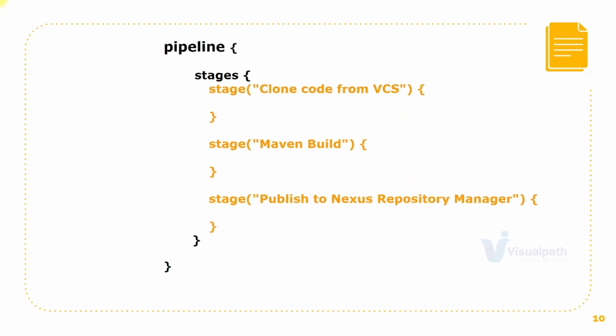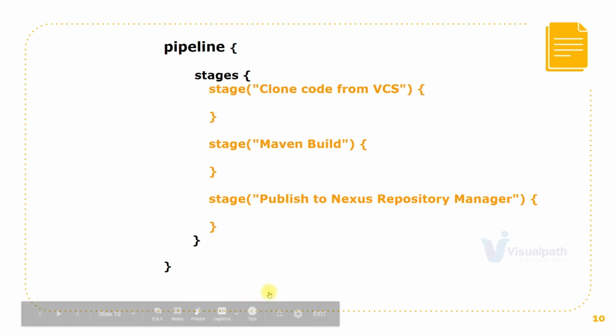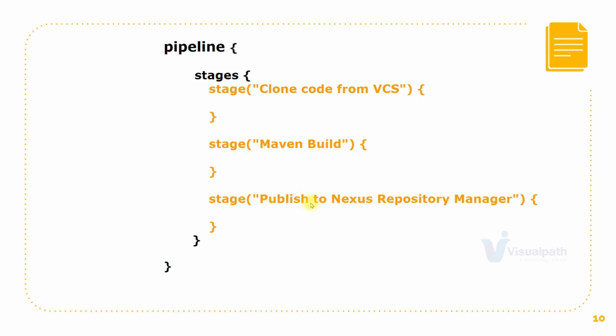Stages, that's where the main execution goes. In stages, you have stage, you can have multiple stage, like one stage that clones the source code, other stage that is going to run Maven build, another stage which can publish the artifact to Nexus, and like that you can have stages to deploy artifact, to do code analysis. You can have n number of stages there.